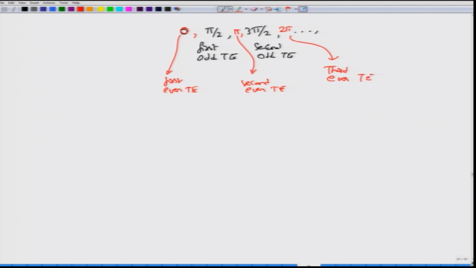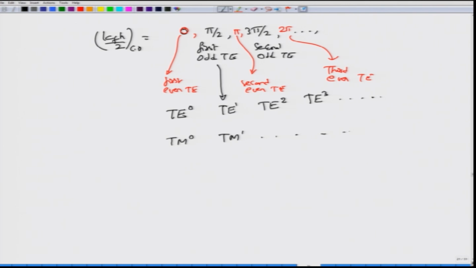Okay. So, these are the even modes for which kappa f h must equal these values. When kappa f h by 2 under the cutoff equals 0, then you have the first even TE mode, and you represent that one as TE 0 mode. Then you have the first odd TE mode, which you will write as TE 1. Then you have a second even TE mode, which is TE 2 and so on. Okay. Similarly, you will also have TM 0, TM 1 and so on, based again on the values of kappa f h by 2.